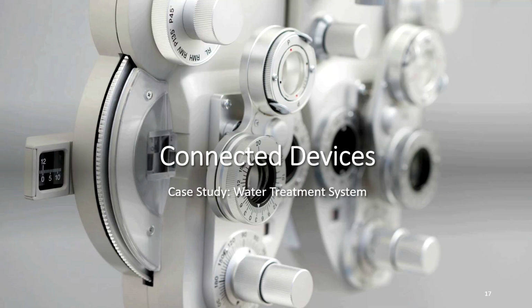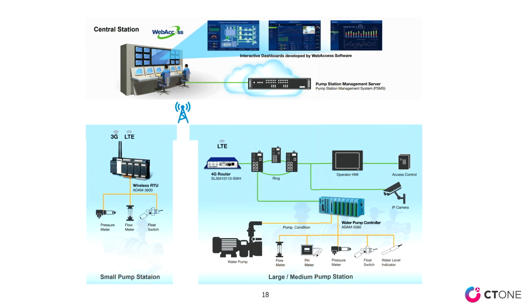We move to connected devices. I will take the example of a water treatment system, water pump and purification system. This is an example of a reference architecture from Advantech WebAccess. As you see, here is a centralized management console, and the water pumps are connected to the centralized management console via an LTE router. So an attacker can target at least two places. One is the management system, or the attacker can target the router.